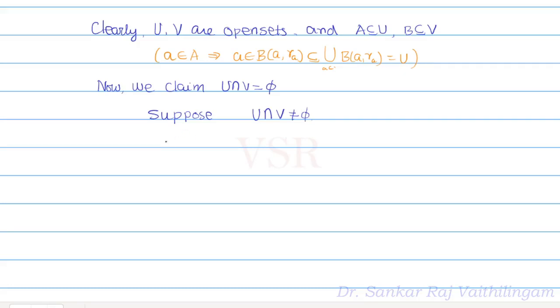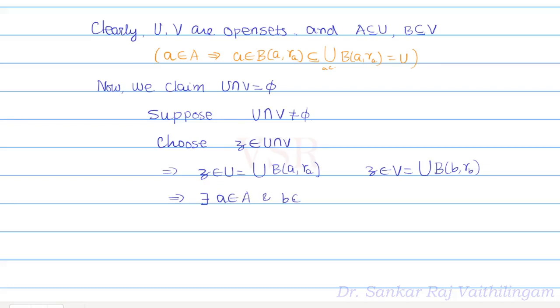Then can we choose an element from it? Choose an element Z in U intersection V. So this implies that Z belongs to U. U is the union of all balls with the center A, radius R suffix A. Okay, and Z belongs to V. V is the union of all balls with the center B, radius R suffix B. So this implies that there exists A belongs to capital A and B belongs to capital B such that Z belongs to the ball with the center A, radius R suffix A, since it is a union it will be in one member, and Z belongs to the ball with the center B, radius R suffix B.